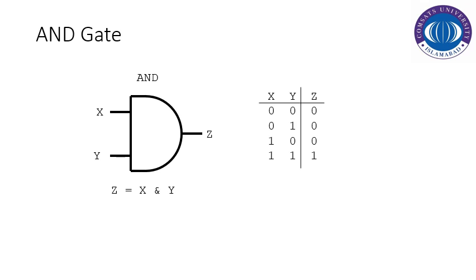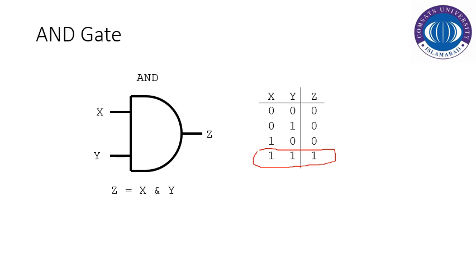It performs binary or logical multiplication. If you have two inputs x and y and the output z, when x and y are equal to 1, then the output is 1. In all the other cases, the output is 0. So it is logically multiplying the inputs. As far as the Boolean function is concerned, z is a function of x and y, and that is represented by this AND operation.